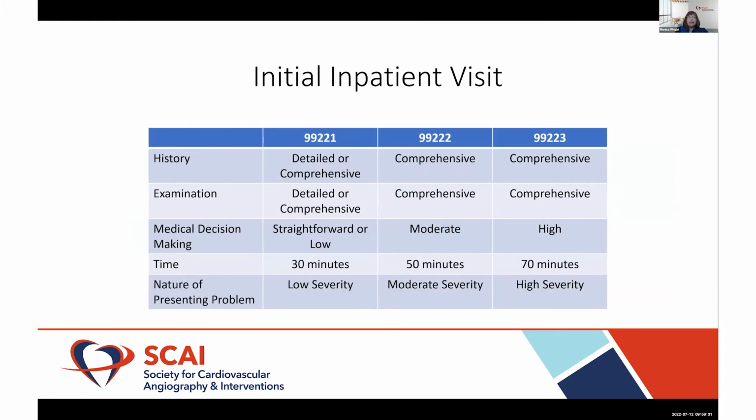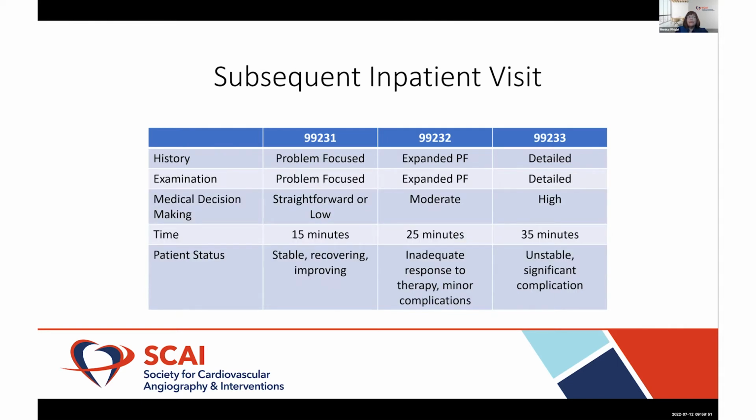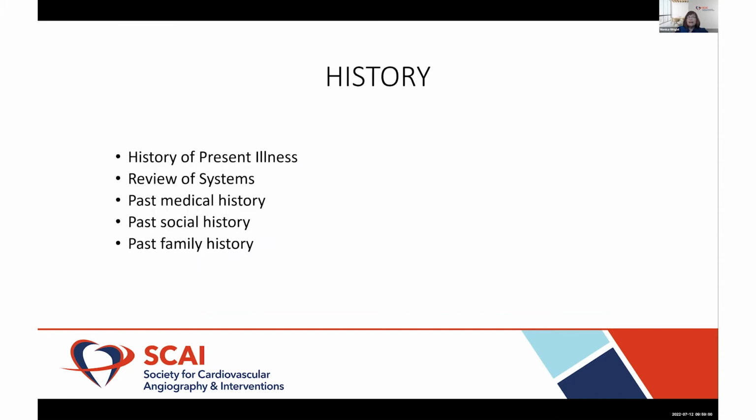New patient visits, such as an initial inpatient visit, also require all three components meet the level of complexity for that service. It is important to note that both 99222 and 99223 require a comprehensive history and examination. For subsequent and established patient visits, 2 out of the 3 components must reach the level of complexity. Let's take a look at the required components in more detail.